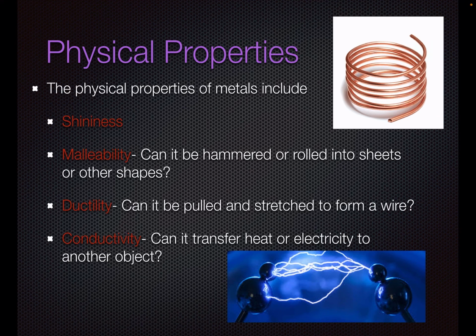Ductility, can it be pulled and stretched? Generally, they do that to form wires. Some things, when you pull on them, are just going to snap. So where does it fall on the scale of ductility? And then conductivity, can it transfer heat or electricity to another object, or does it not conduct anything very well? So metals can have all of these different physical properties.